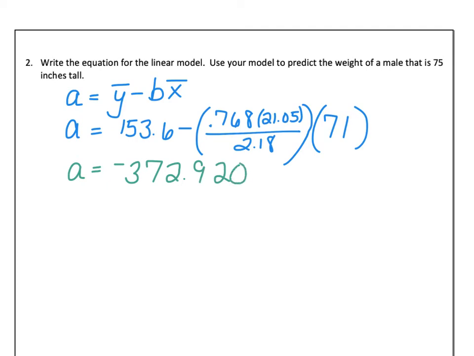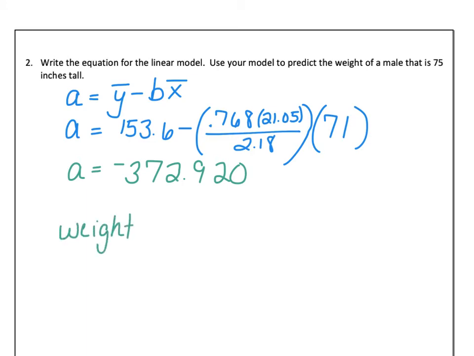372.920. And this very well may be a case where it doesn't always make sense to interpret the a value in context, because here you would say that the weight of a man who is 0 inches tall is negative 373 pounds. That really makes no sense in context here. So sometimes your y-intercept is kind of nonsensical. All right, let's write our linear model.